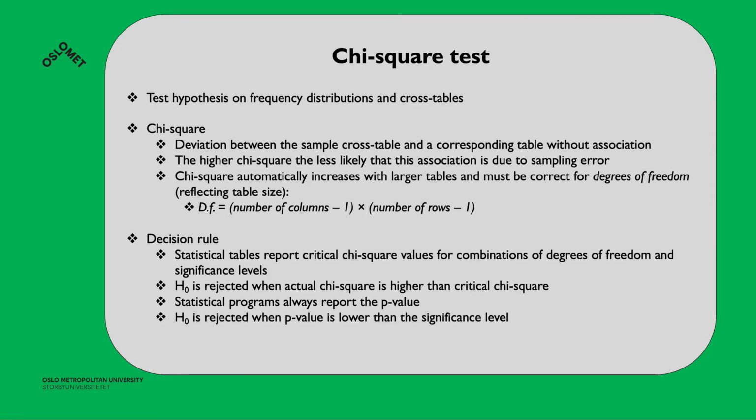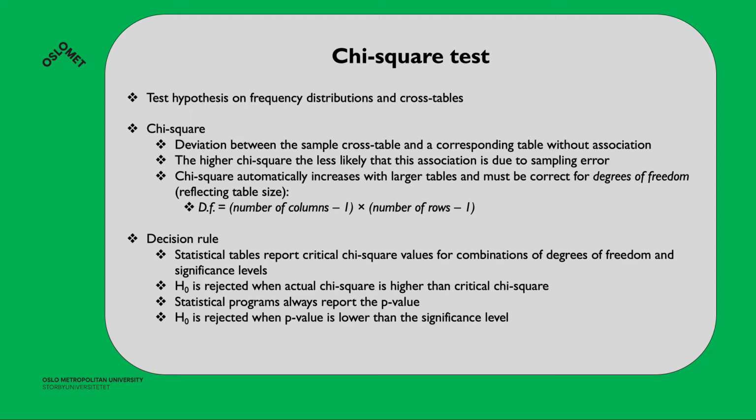And when we test hypotheses using contingency tables or frequency distributions or cross tables, we use the chi-square test. And the chi-square test is based on checking the deviation between the sample's cross table, the actual cross table, and a corresponding table without an association. And the higher the chi-square, the less likely that this association is due to sampling error. And the chi-square automatically increases with larger tables, and must be corrected for degrees of freedom. That's reflecting the table size.